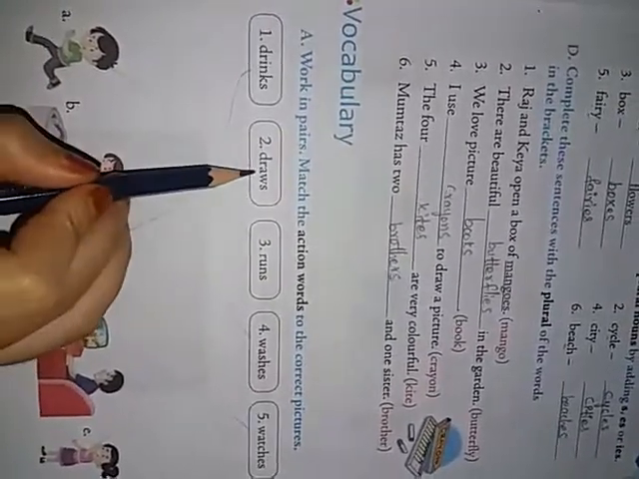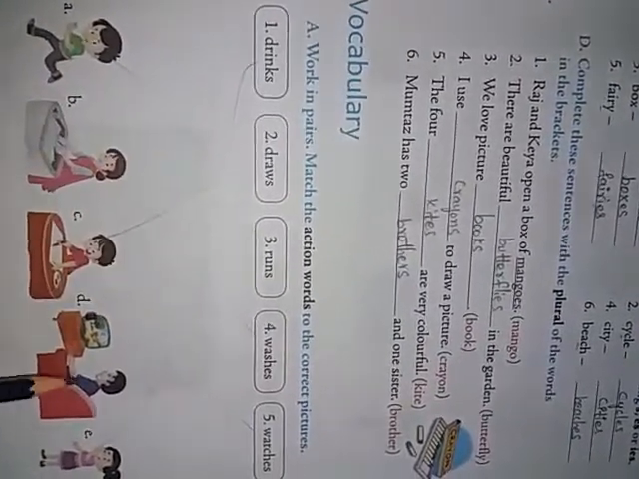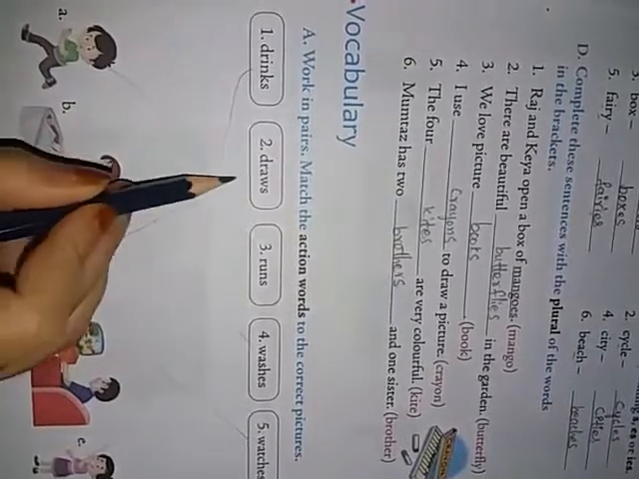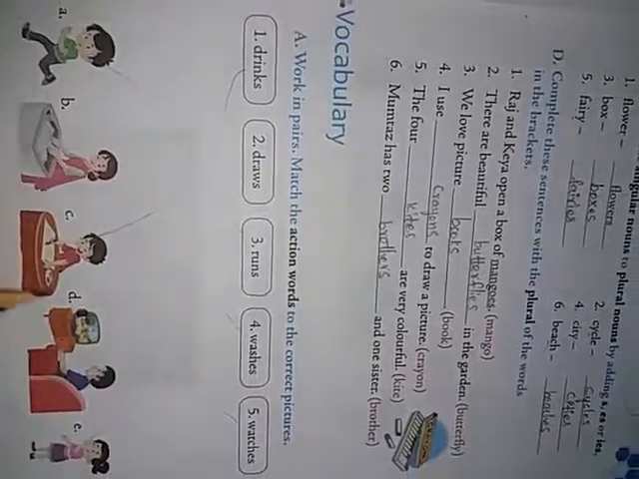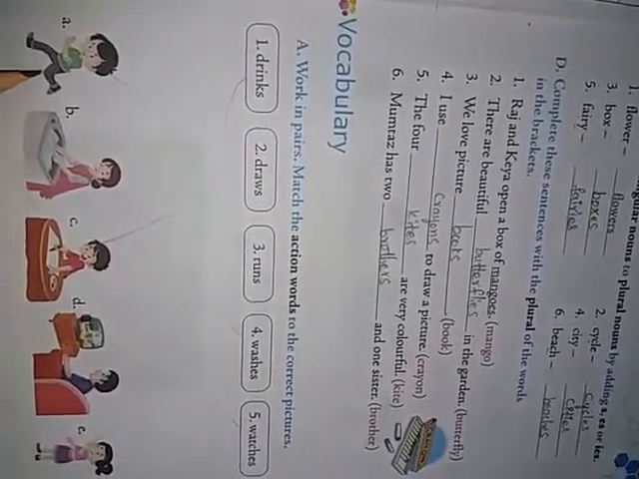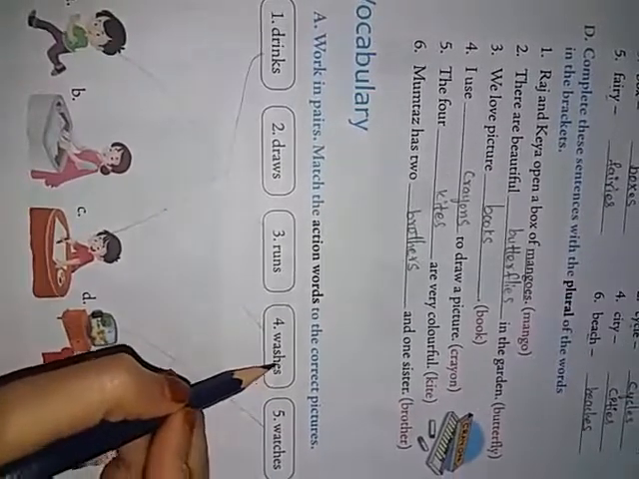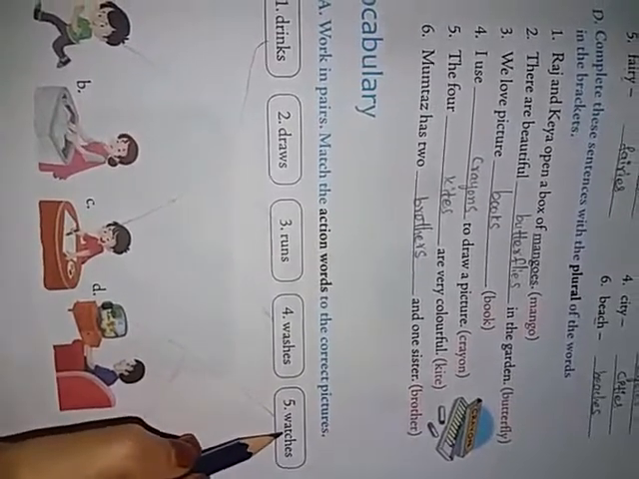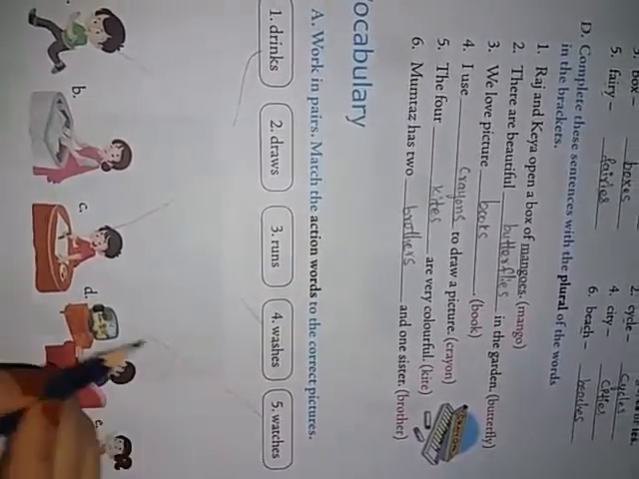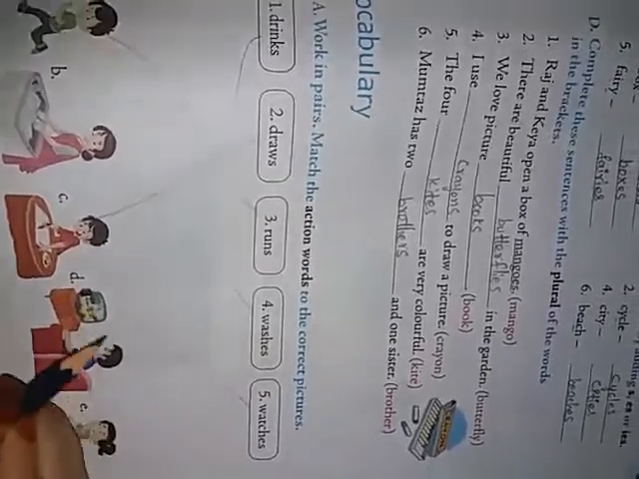First one is C. Second one, draws. Drawing. Yeah, he is drawing. Match to C. Third one, runs. Can you see here who is running? Yeah, A. Third one, A. He is running. Fourth one, washes. This woman is washing, right? B. Match to B. Fifth one, watches. Who is watching a television? Yeah, this D man. Match to D.